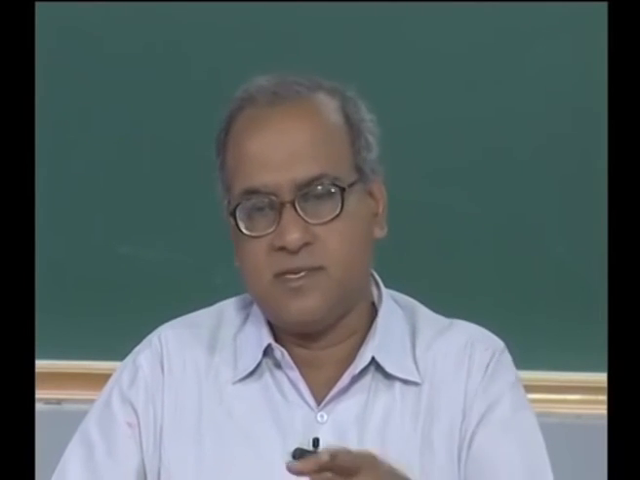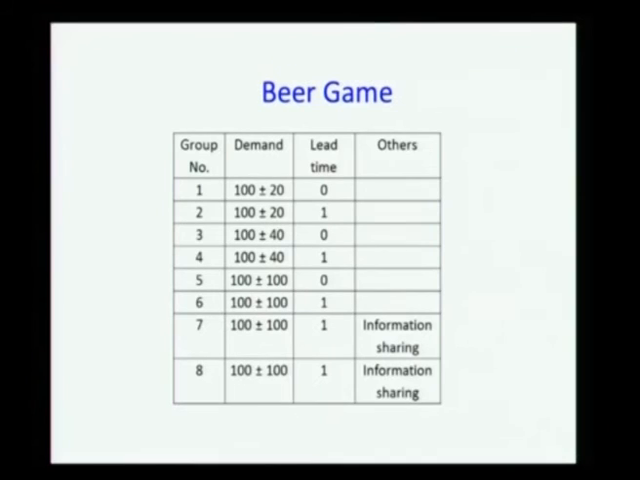For the classroom, a single product is assumed and demands are generated. This slide would tell us the demands for each of these groups. A demand of 100 plus minus 20 would mean that we generate a random number, uniformly distributed between 80 and 120. So you would see 100 plus minus 20 and you will see 100 plus minus 100. You realize that the demand shows more variance for groups 5, 6, 7 and 8, and less variance for groups 1, 2, 3 and 4.